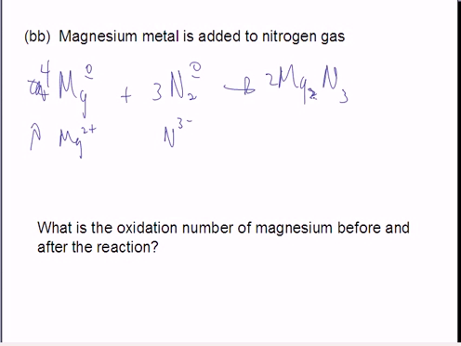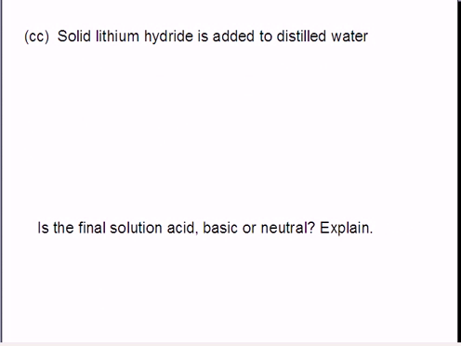Sorry, I made a mistake. That should be a 3, that should be a 2, which means all you have to do is put a 3 here, and 1 there. Sorry about that. What is the oxidation number of magnesium before it's 0 and after Mg2+? So it's oxidized, which makes it the reducing agent.